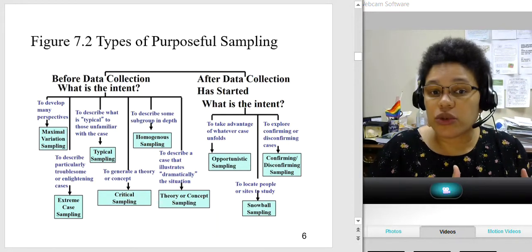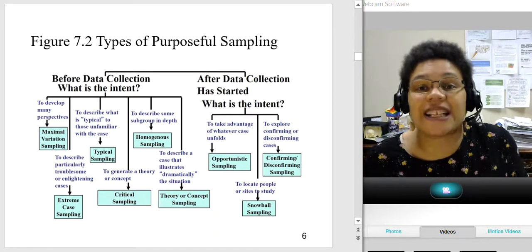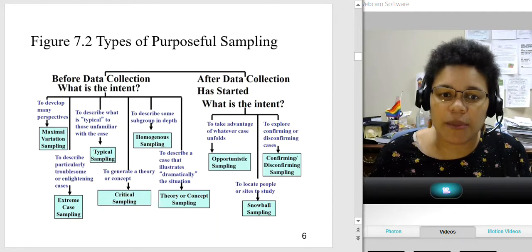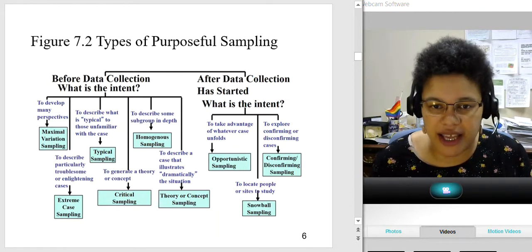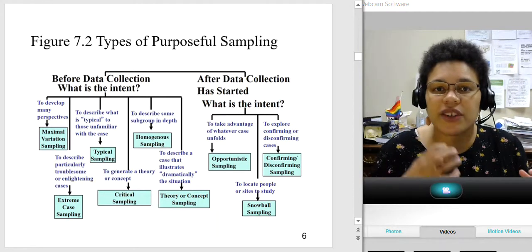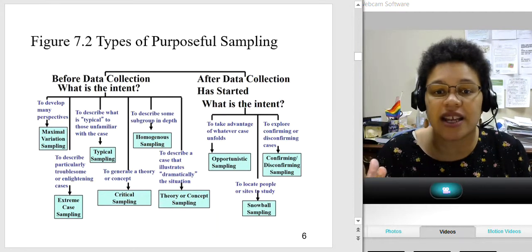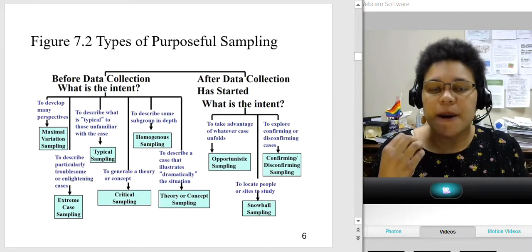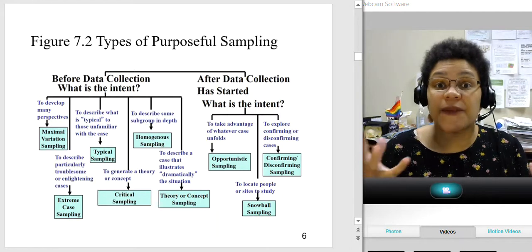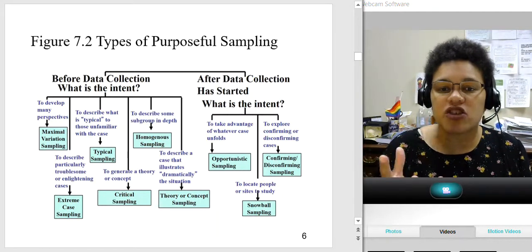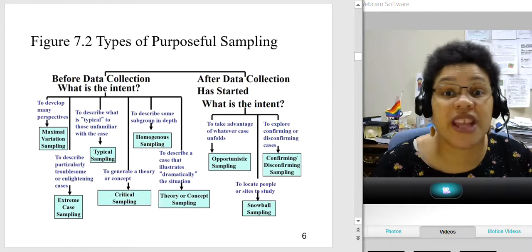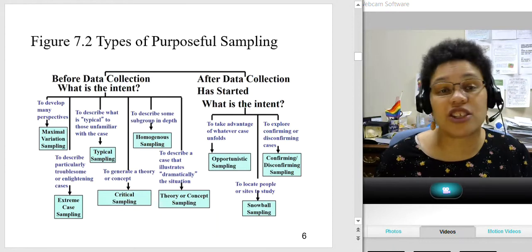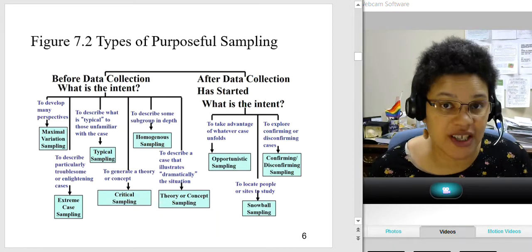Do I want to describe a case that illustrates dramatically a particular situation? This is similar to a particularly troubling or enlightening case. Then, whatever the situation or concept that I'm trying to study, that's what I'm going to look for. Maybe there's a theory that I'm working from and I'm going to try and find a case that matches with that theory.